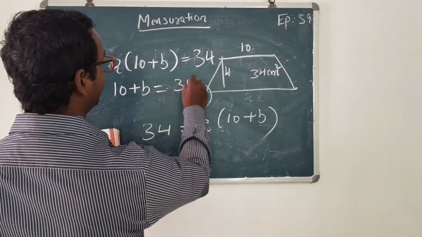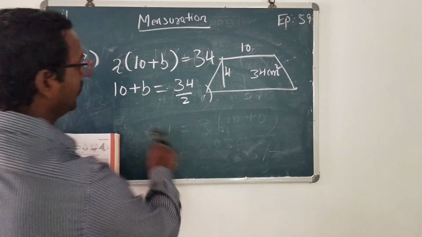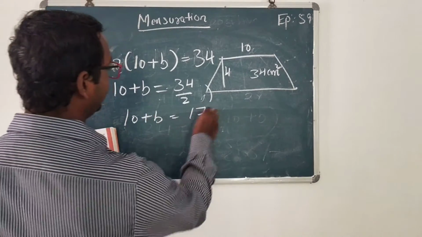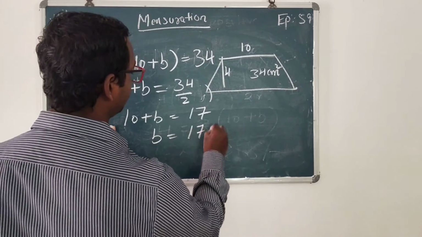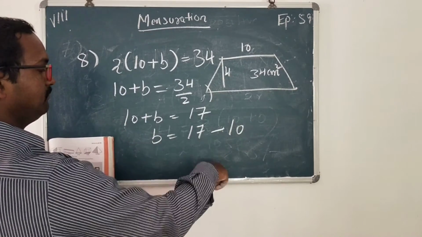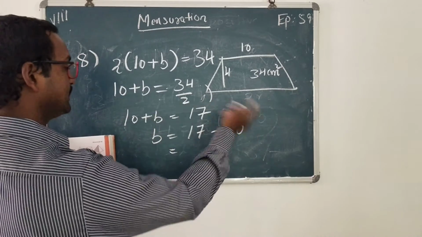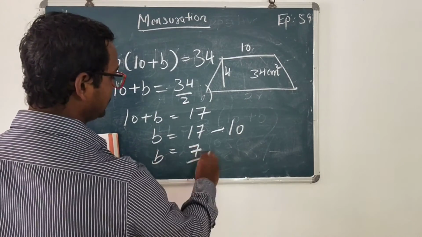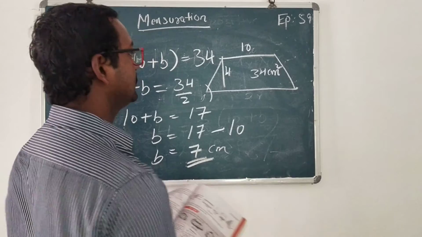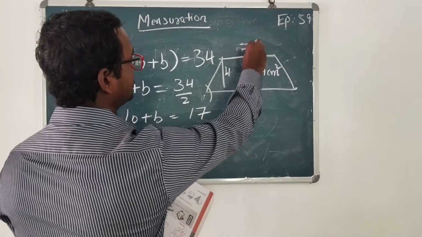So this will become 34 by 2, which is 17. So 10 plus b is equal to 17, and b is equal to 17 minus 10. Whatever is in addition, once you take it to the other side, it will become subtraction. Plus becomes minus once you take it to the other side. So this will become 7 centimeter. So the other parallel side is 7 centimeter, which means this was 10 and this is 7.